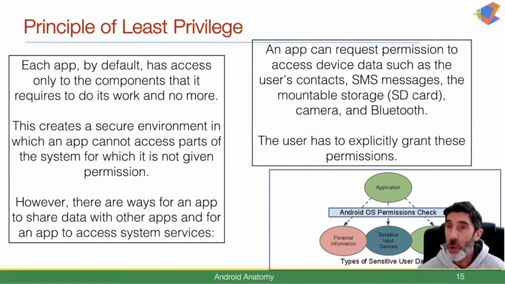An app can request permission to access device data, such as the user's contacts, the SMS messages, and then the mountable storage, which might be on your SD card, the camera, Bluetooth, etc. The user has to explicitly grant these permissions.